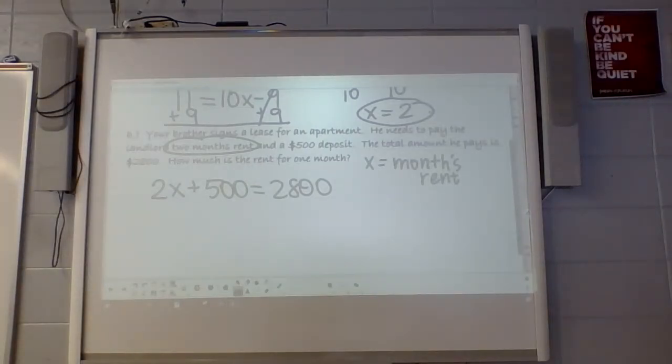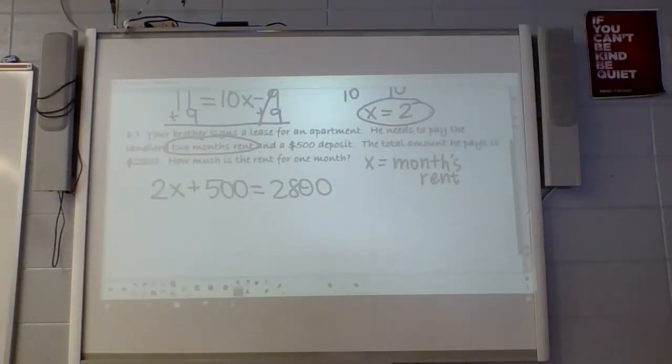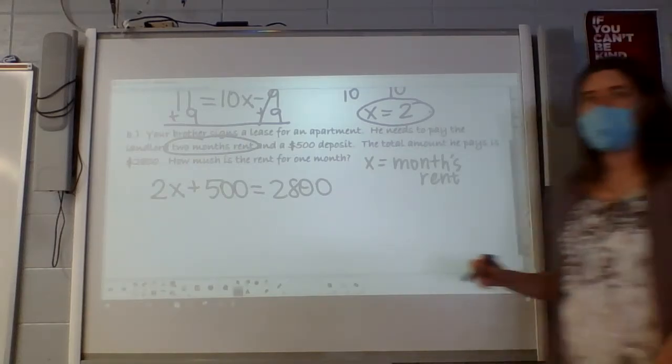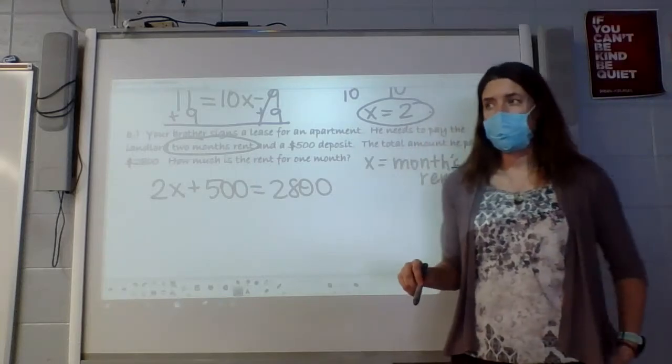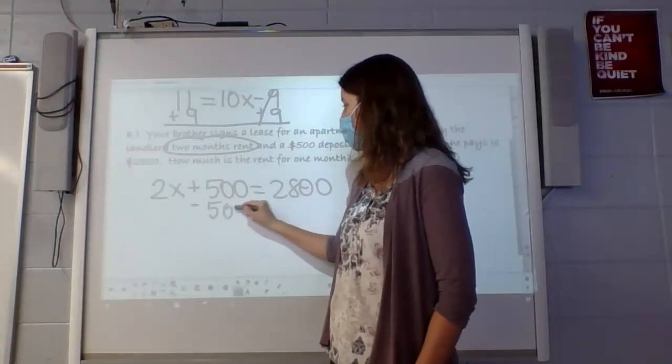So 2 months rent plus that security deposit will equal the total amount. And so we want to get that alone. We want to figure out what x is. So we're going to, what do you do first, you guys? Minus that 500, very good.